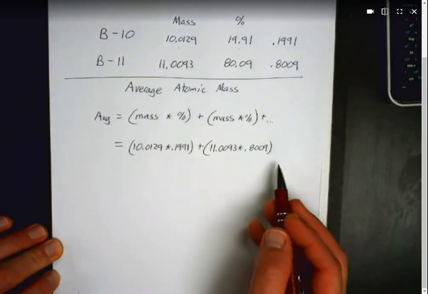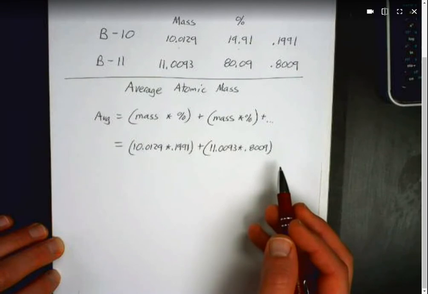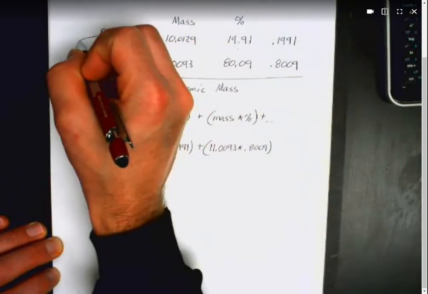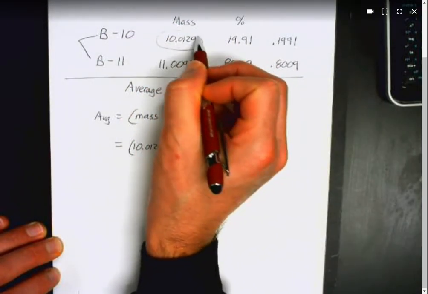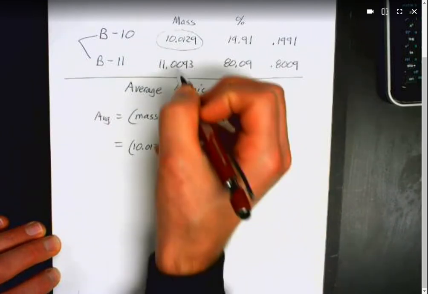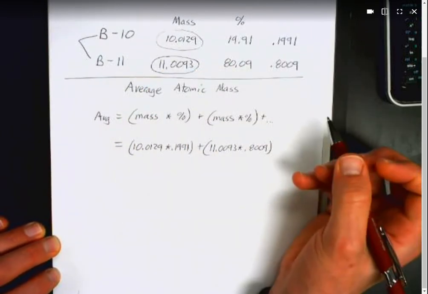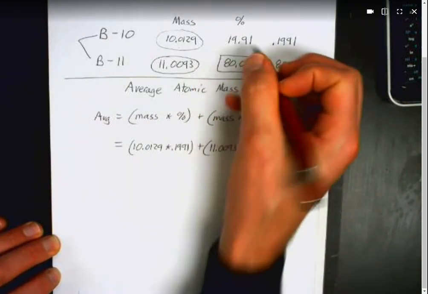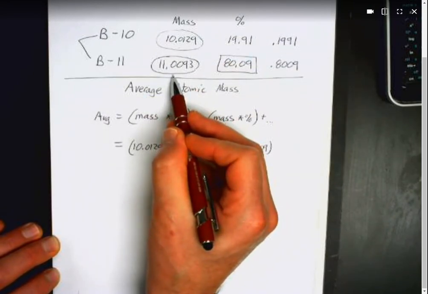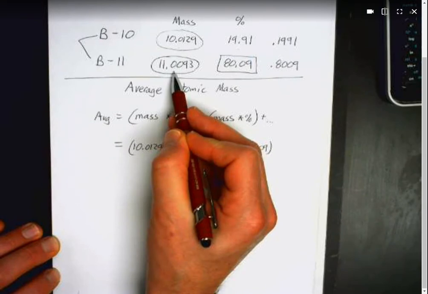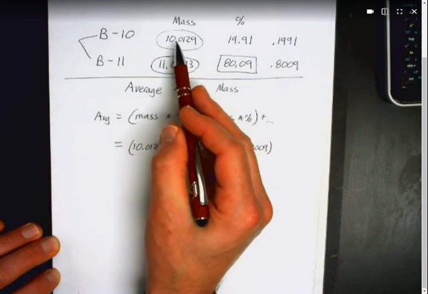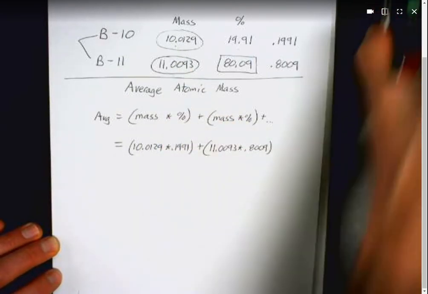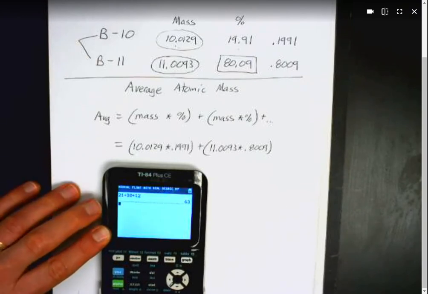So before we calculate this out, we should think in our minds, what would a reasonable answer be? And we know that an average always has to be in between the two values. So it's going to be bigger than 10.0129, and it should be smaller than 11.0093. Also, since the majority of it, 80% of it, is boron 11, we would expect that the average is much closer to 11 than it is to 10. So we want it to be between 10 and 11 and closer to 11. And if it's not those two things, then we know that we miscalculated.